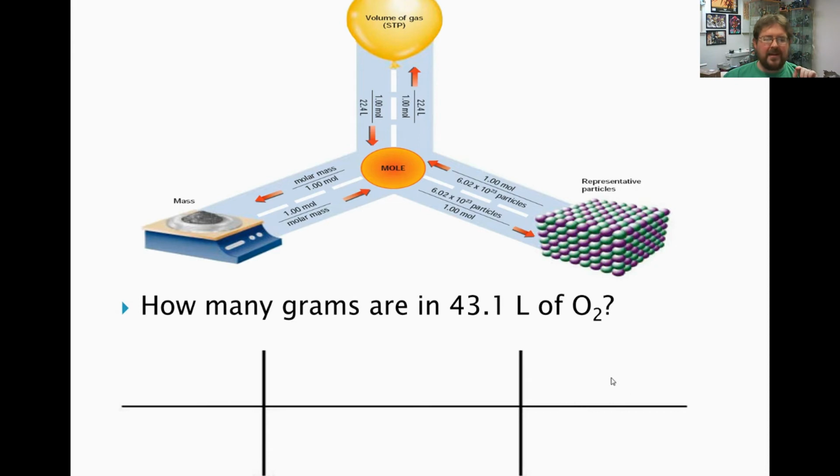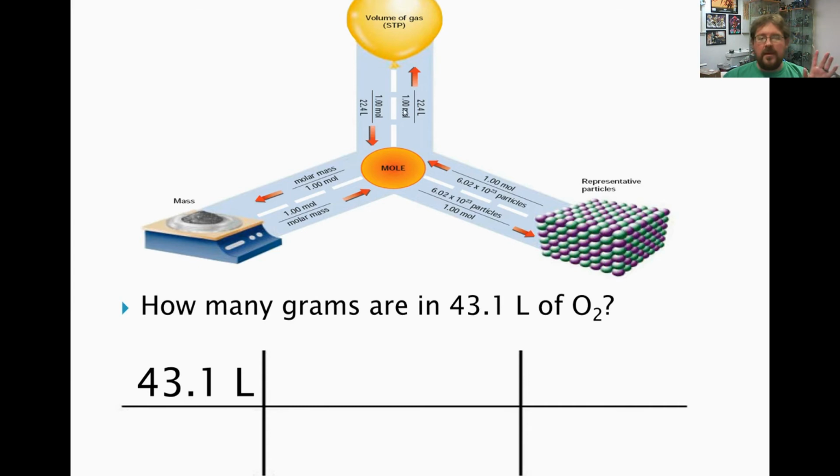Notice I added an extra setup over here. And that's because we're not just going from liters to moles or from moles to grams. We're going to have to go liters to moles and then moles to grams. So we're taking an extra step, which is why these are multi-step conversions. So set up your boxes like this. And now the top left box, just like before, is going to be exactly how we're used to it. Our starting number goes in there, our 43.1 liters. Nothing new. This bottom box is still empty. We're not going to do anything with it.